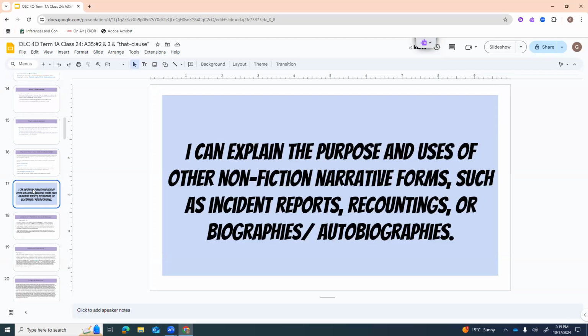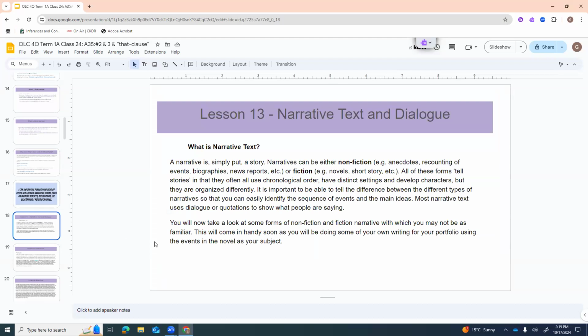So moving on to our work. I can explain the purpose and uses of other nonfiction narrative forms, such as incident reports, recountings, or biographies and autobiographies. That's one of the criteria for the course. And we kind of skipped over this last day because I wanted to make sure we got to the first section. But this is all part of lesson 13, narrative text and dialogue. Well, what do I mean by narrative text?